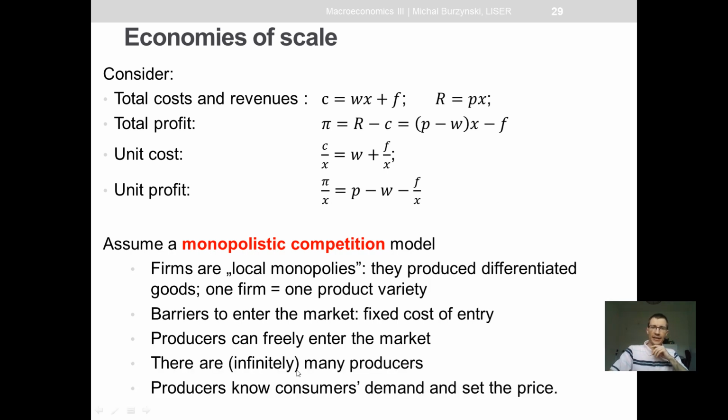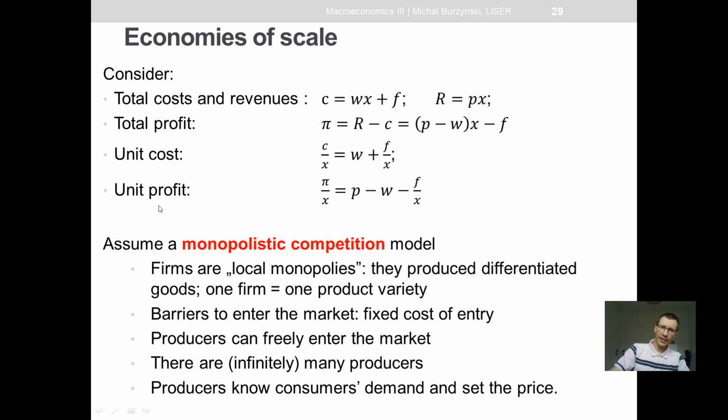And then there are infinitely many producers, or in general, many producers, so that this model to some extent resembles the perfect competition model. As you know from your micro class, this is a merger of a monopolistic model, because firms are local monopolies with differentiated goods, and the perfect competition model. You have free entry to the market and really many producers. But this is neither a monopoly nor a perfect competition. This is a mix of the two.